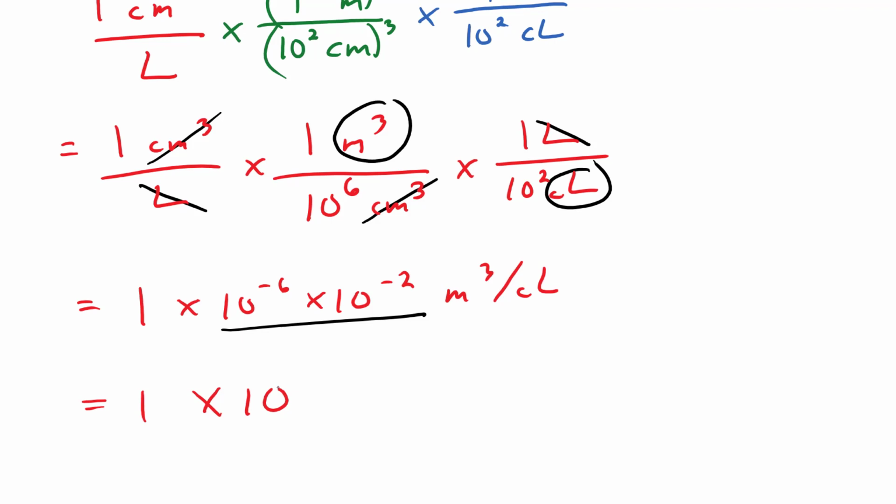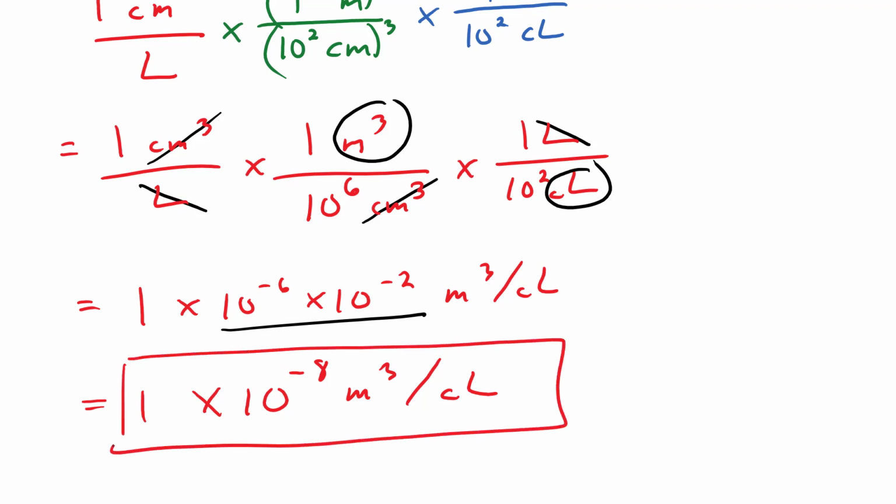-6 plus -2 is -8 meters cubed per centiliter. Final answer.